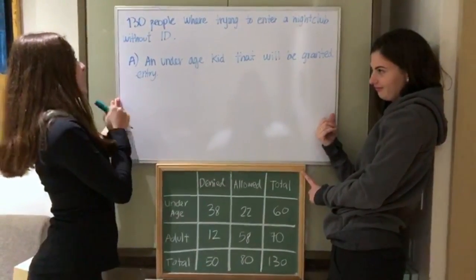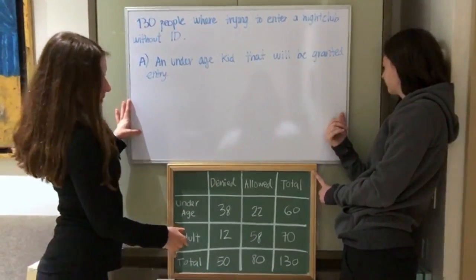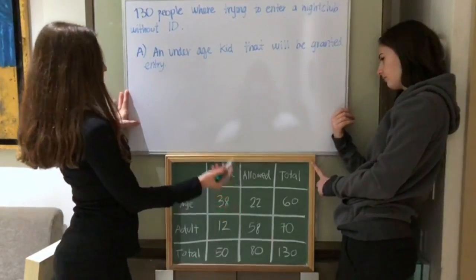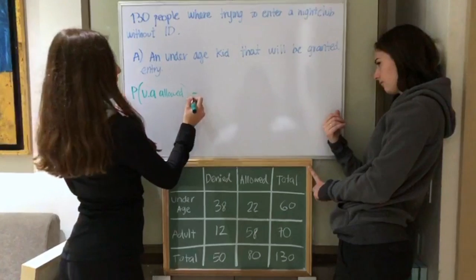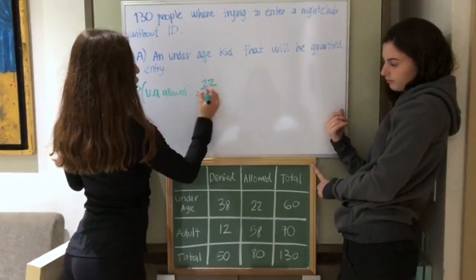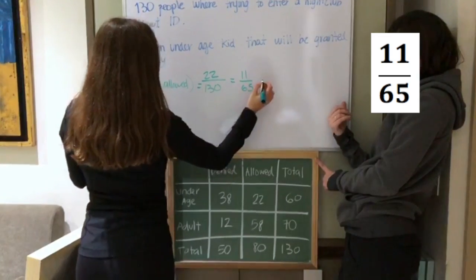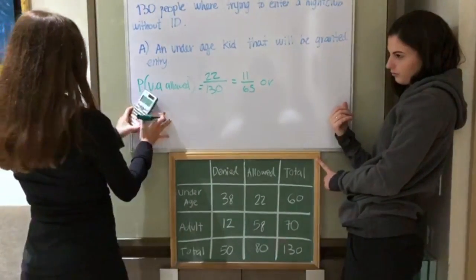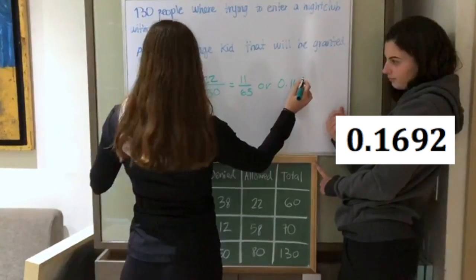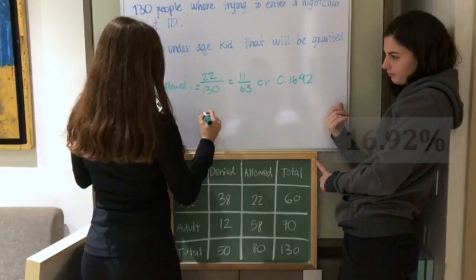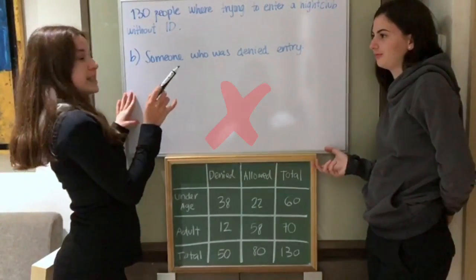So now we're gonna do letter A, that is, what's the probability of an underage kid being granted entry. So we're gonna go in the table to underage allowed, that was 22. So what's the probability of underage allowed? It's 22 over the total of people, that is 130. So if we simplify, it is 11 over 65, and as a decimal it will give us 0.1692, and in percent it will be 16.92%.